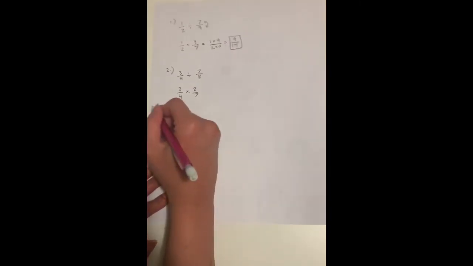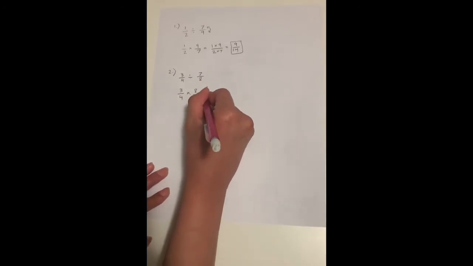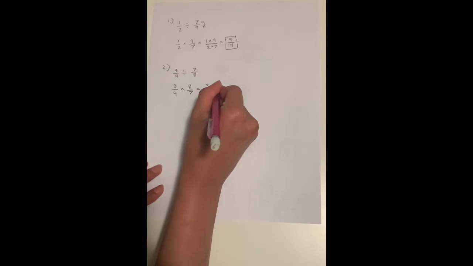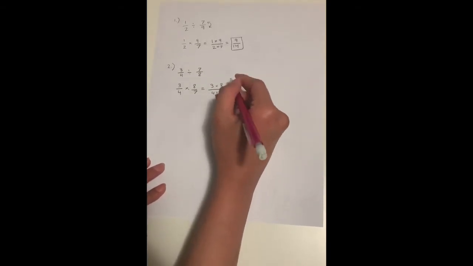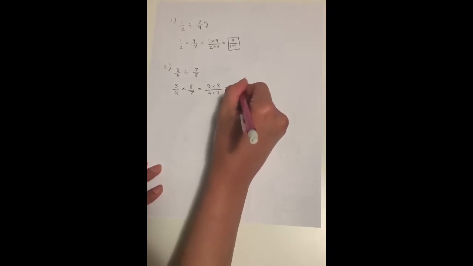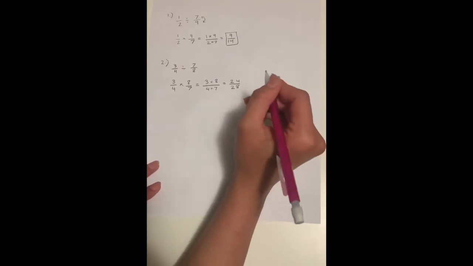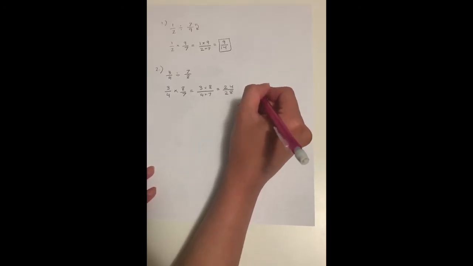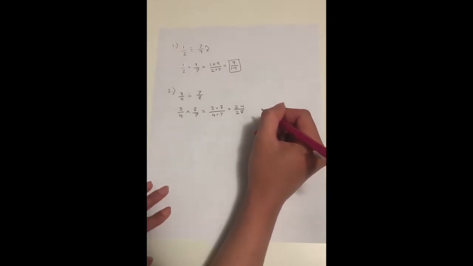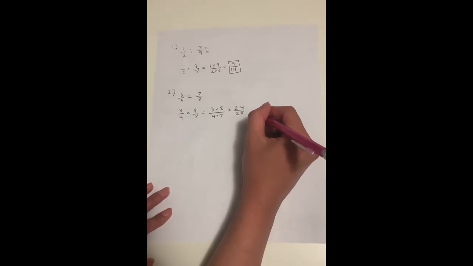Again, you would multiply straight across as you normally would. So 3 times 8 over 4 times 7. You would get 24 over 28. However, this is not your final answer because you still have to simplify it to its simplest form. In order to simplify your fraction, you must first find the greatest common factor.